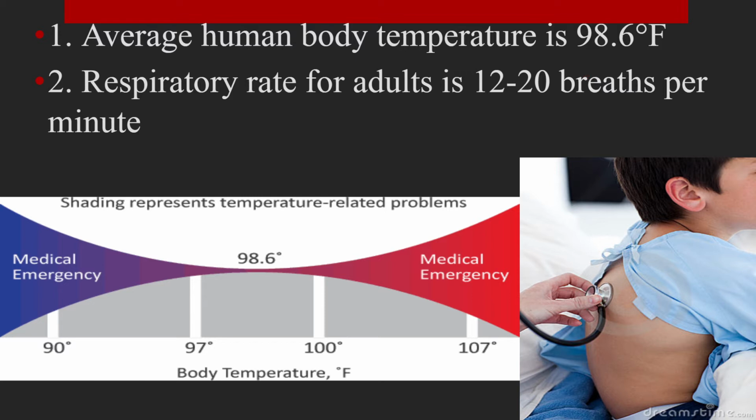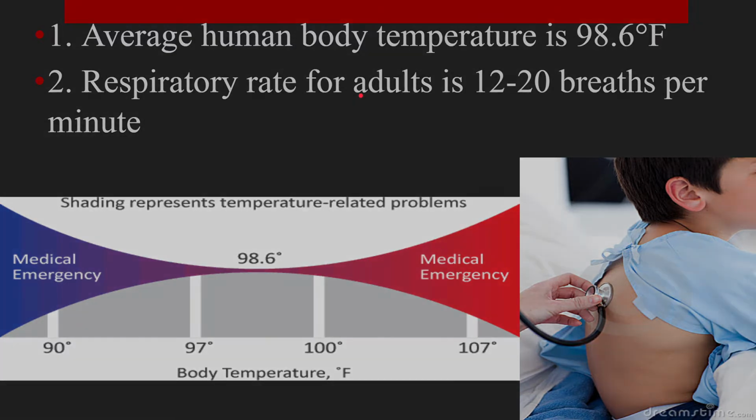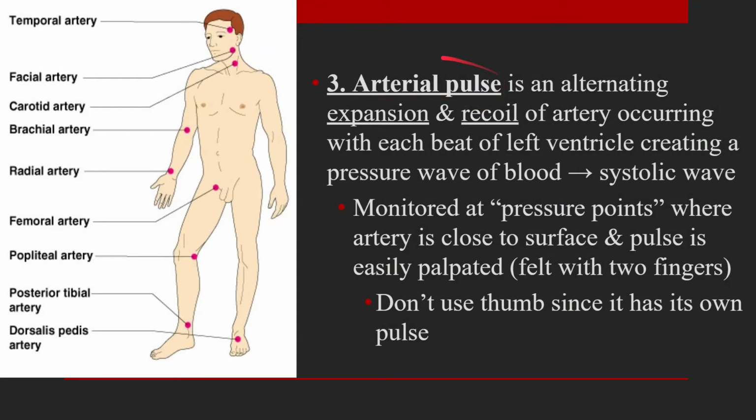So there must be something wrong in your body that's causing you to have to overcompensate for your lack of oxygen by breathing so quickly. If your breathing rate falls below 12, then that's an indication that there's something wrong with the mechanisms that control your breathing rate. The next vital sign that we check for is arterial pulse.